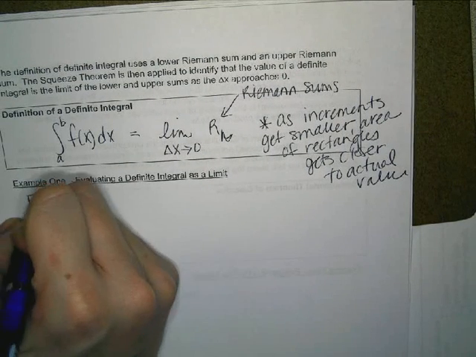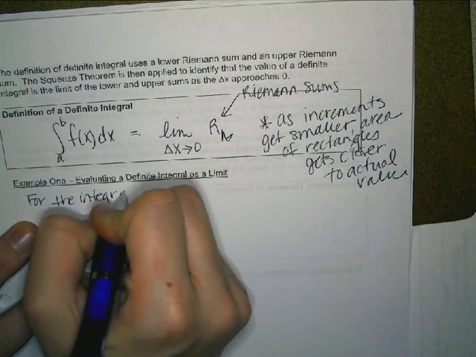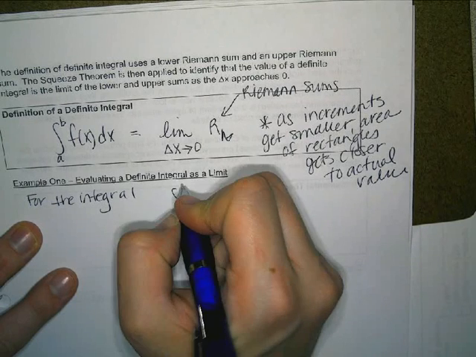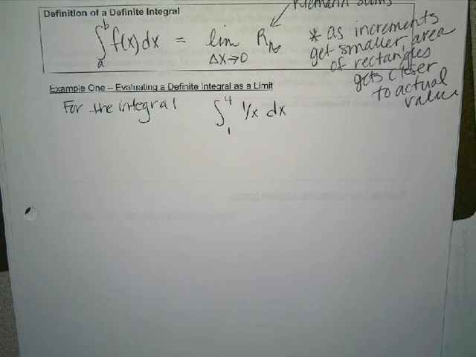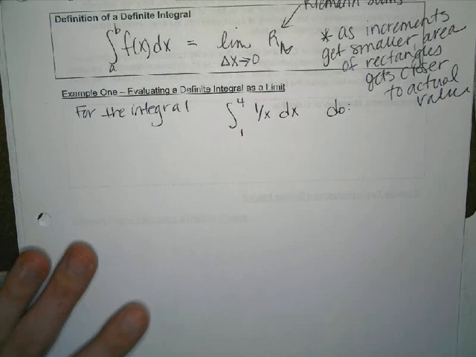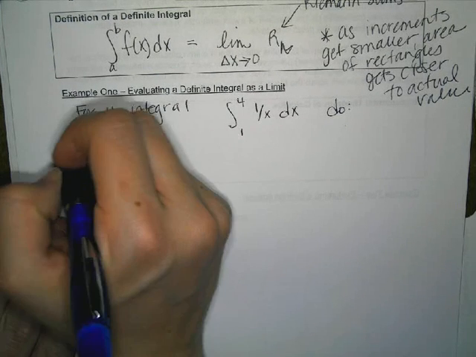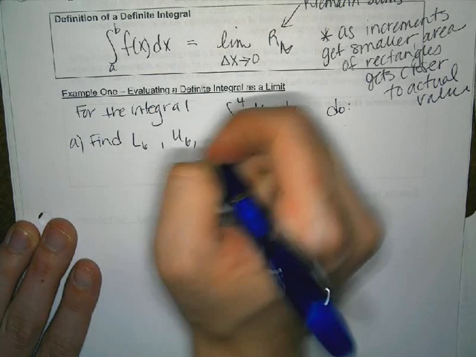Okay, and then we're doing one example with this, because pretty much one example is all we're going to need. We're going to look at the integral from 1 to 4 of the function 1 over x dx. Now, this does not mean we're going to integrate this by hand. For the integral listed here, we're going to find L sub 6, U sub 6, M sub 6.